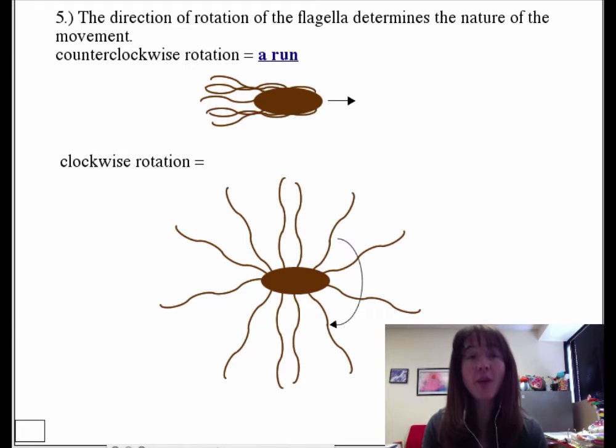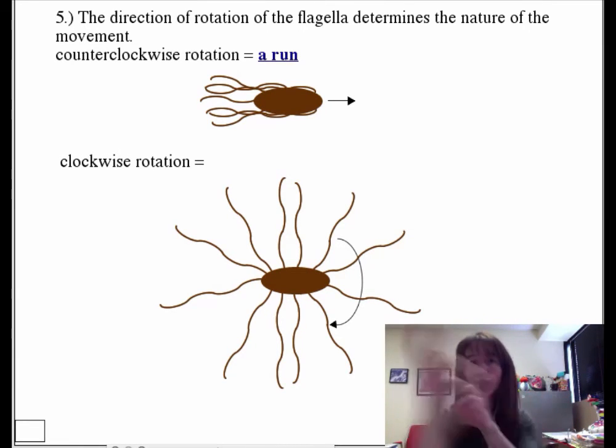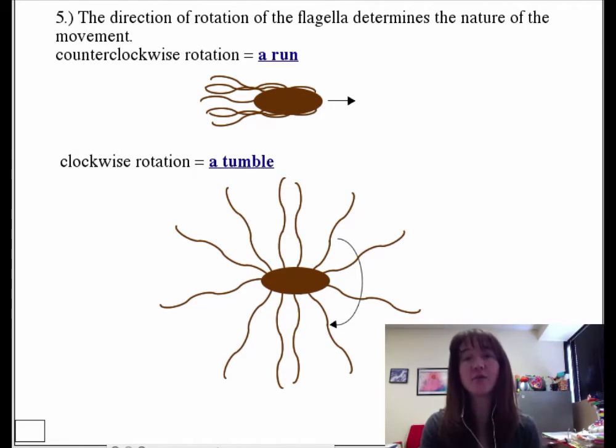When they move in the opposite way, that is when they move in a clockwise direction, they sort of stop and reorient. We call that a tumble. So that's our stop, reorientation, that is a tumble. So this is moving directions or changing directions.